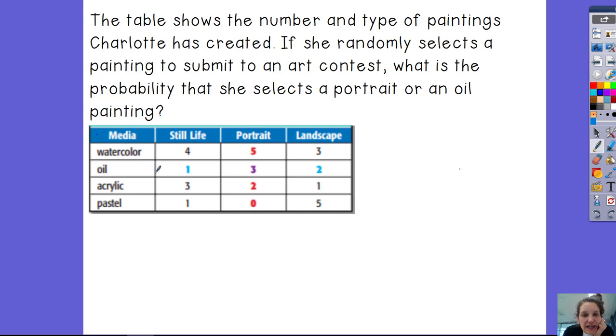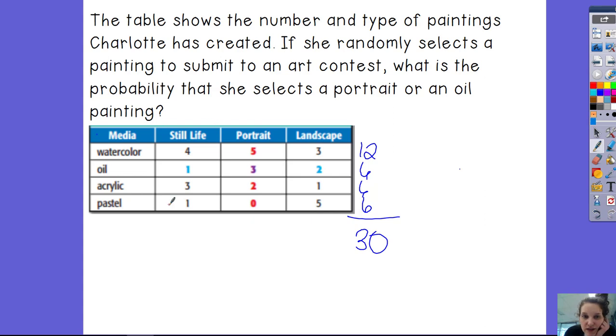Okay, so Charlotte has different media that she can use to create her paintings. She has some watercolor paintings, some oil paintings, some acrylic paintings, and some pastel paintings. So she has 12 watercolor paintings. She has 6 oil paintings. I'm adding up the numbers along this row: 3 plus 2 plus 1. She has 6 acrylic paintings, and she has 6 pastel paintings, for a grand total of 30 paintings.